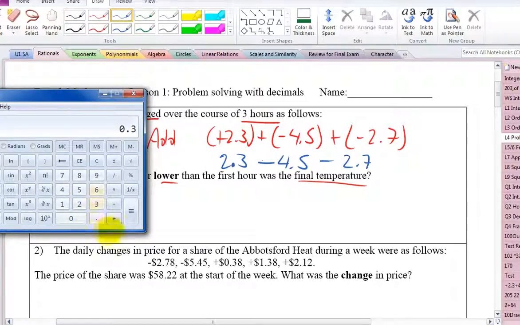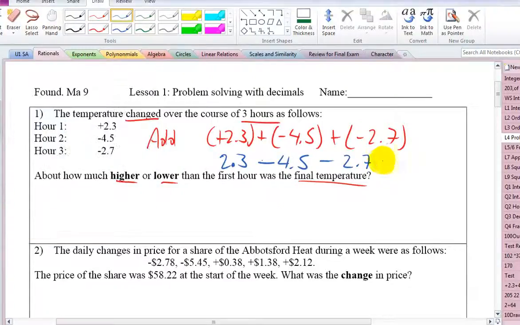So now you can go to your calculator once you've corrected your signs and see what the final change was. Make sure you enter it into your calculator properly, because that's really important. So I get an answer of negative 4.9. Now I have to put that into a short little sentence. So what should we say?